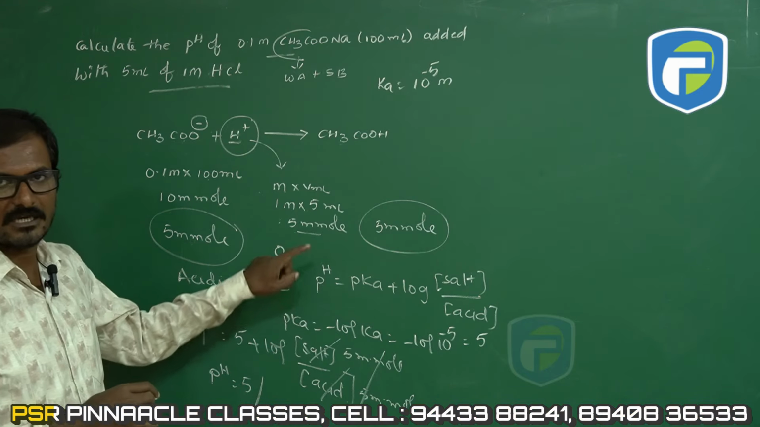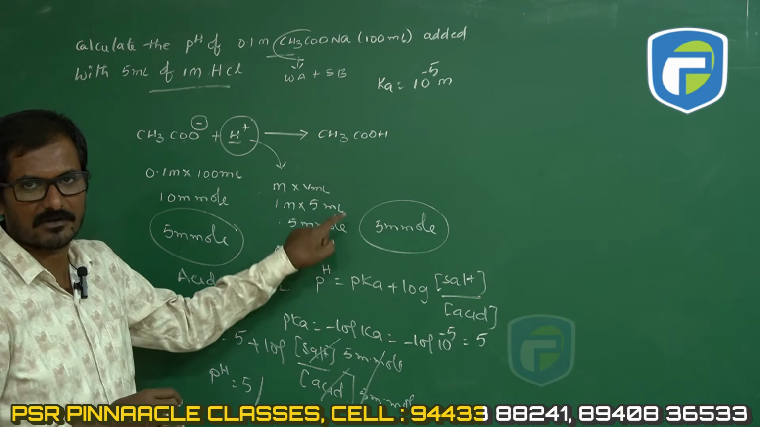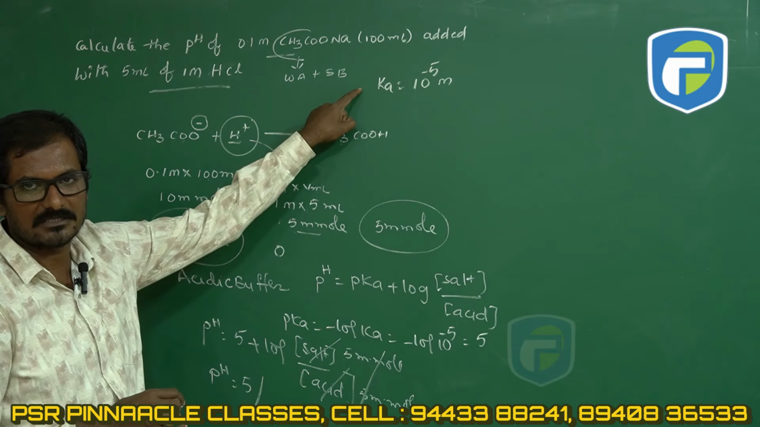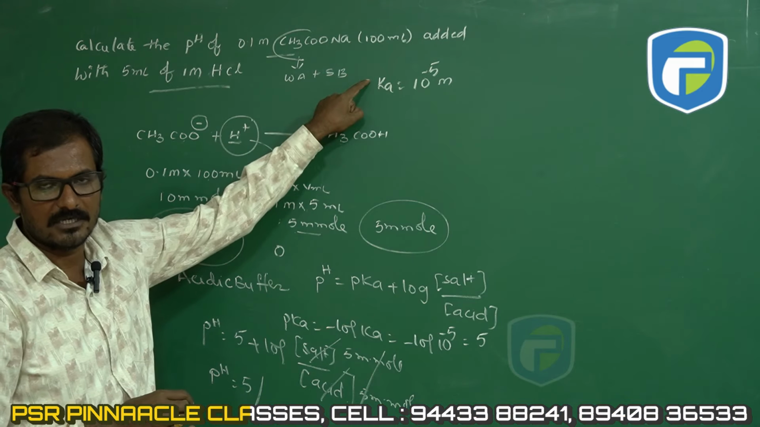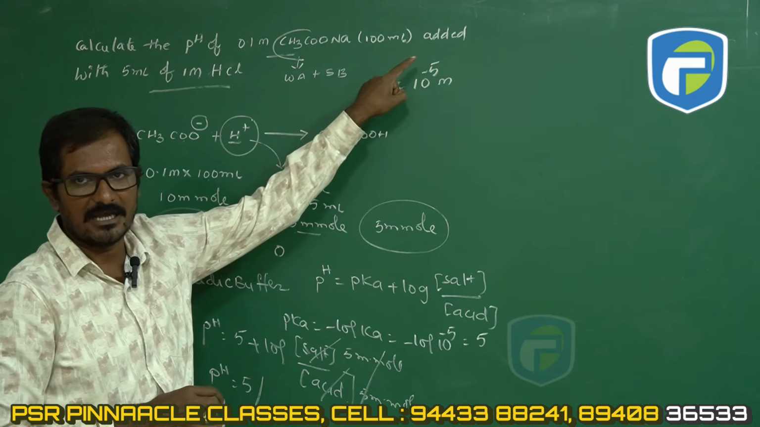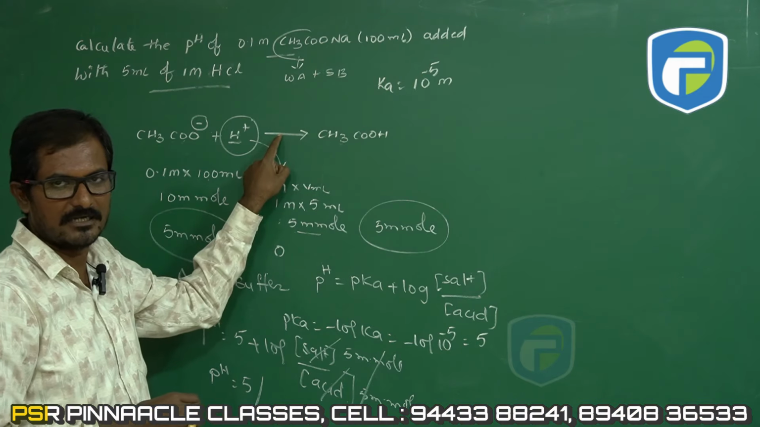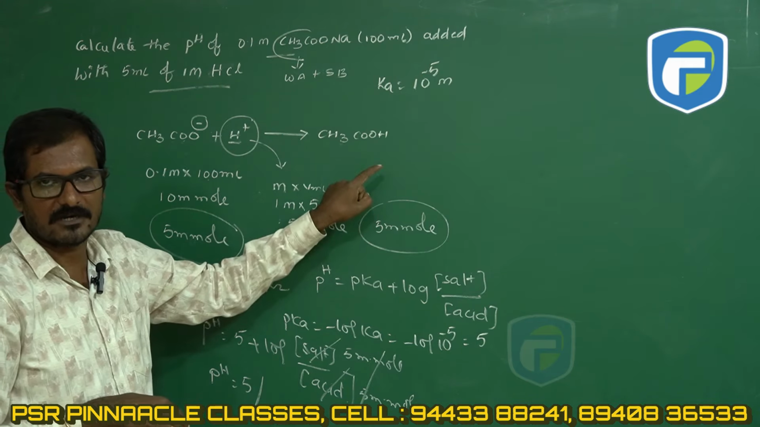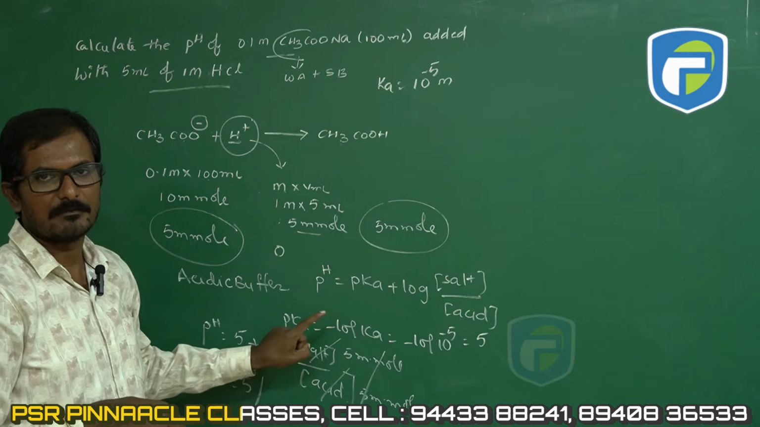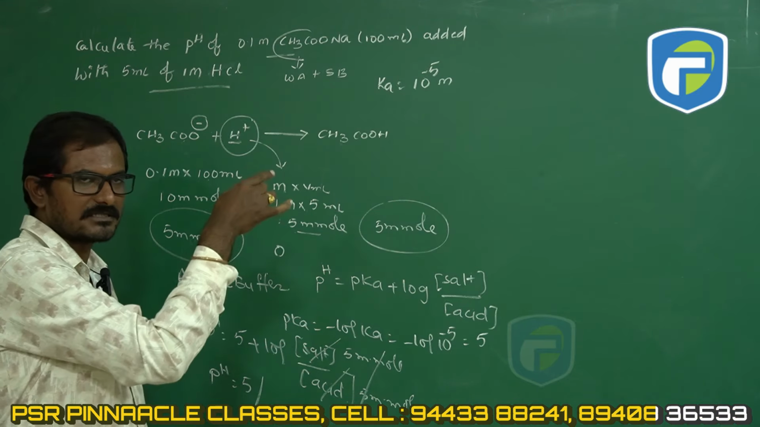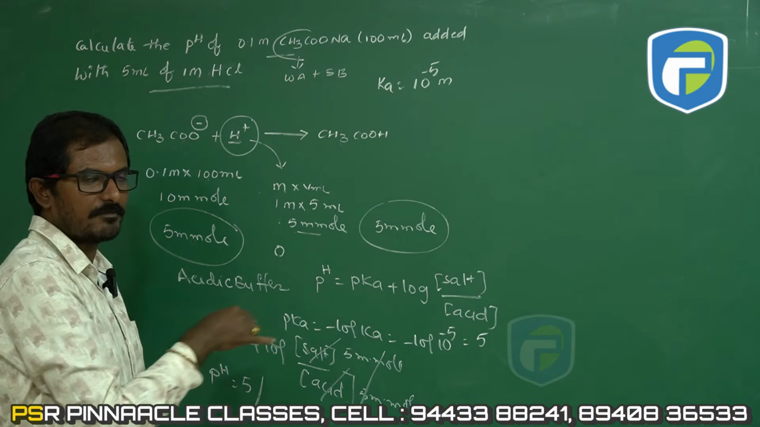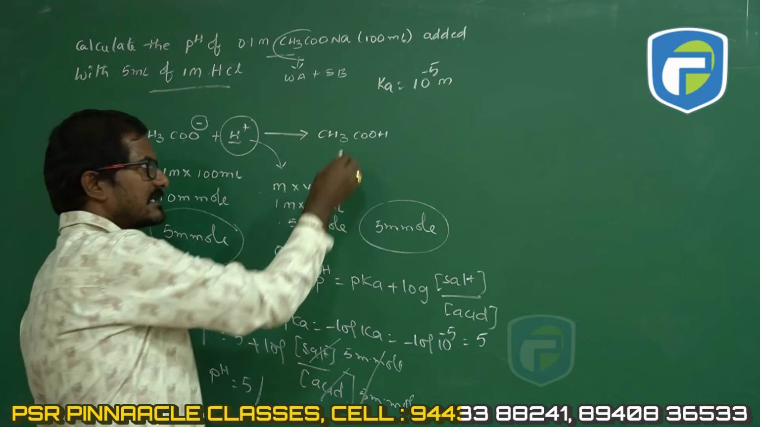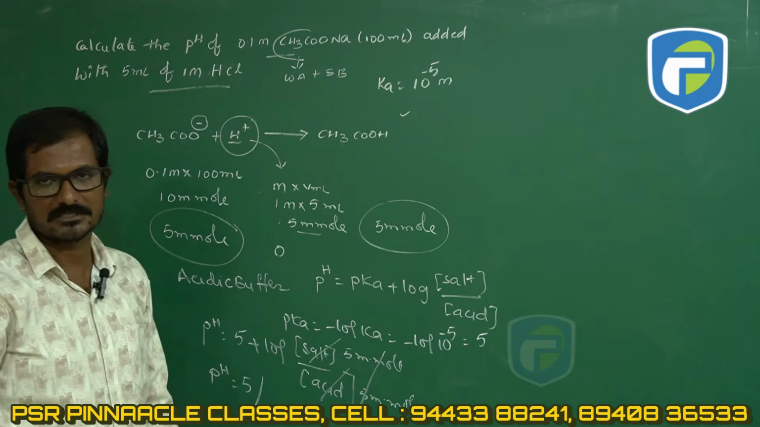Okay. First we have to find whether this is a buffer or not. They have not given that this is a buffer. They have given you a salt of weak acid and strong base. You added strong acid. Then we have to know here it is forming a buffer. Then apply the buffer formula. Okay. This is another way to calculate pH of a buffer. Here also it's another model where students will make mistakes.